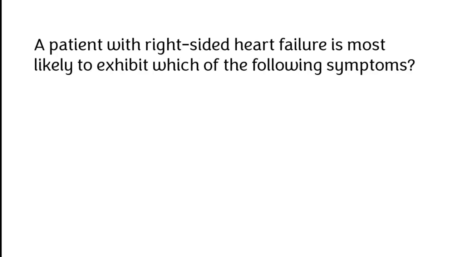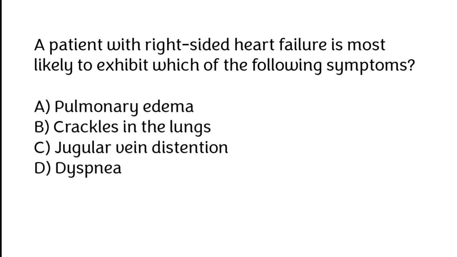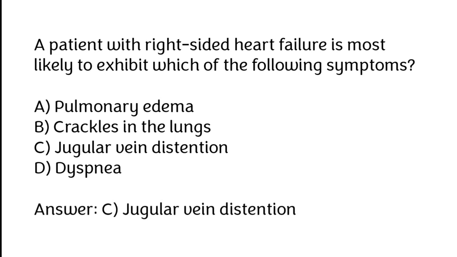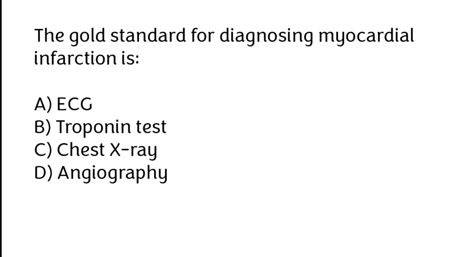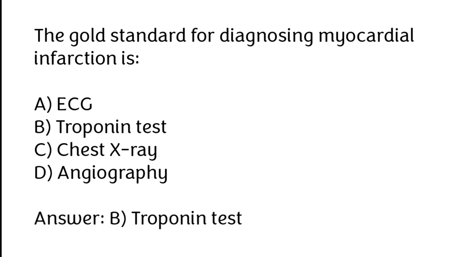A patient with right-sided heart failure is most likely to exhibit which of the following symptoms? Pulmonary edema, crackles in the lungs, jugular vein distension, dyspnea. Correct answer is option C, jugular vein distension. The gold standard for diagnosing myocardial infarction is ECG, troponin test, chest X-ray, angiography. Correct answer is option B, troponin test.